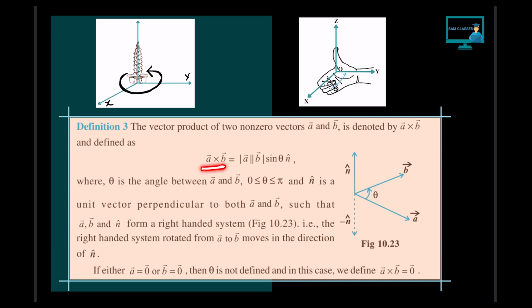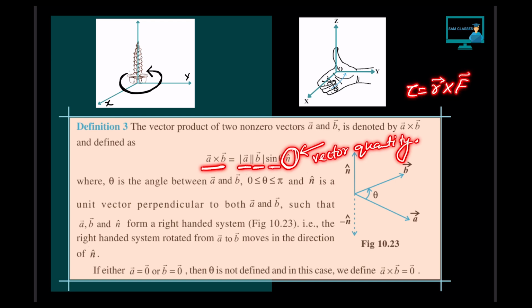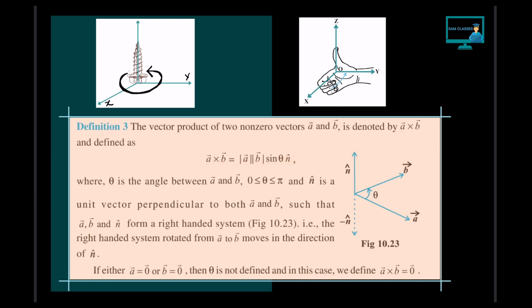So a vector cross b vector is mod of a, mod of b into sine theta. And this n cap makes it a vector quantity. We have already done this in physics also, correct? Torque is equal to r cross F, radius into force perpendicular, correct? So we all know that.